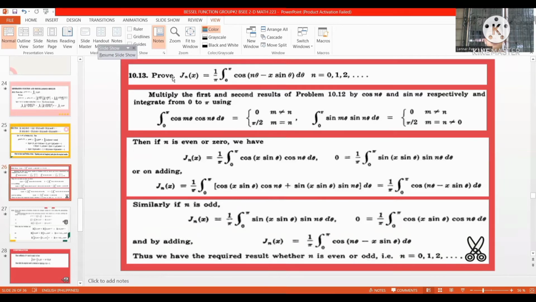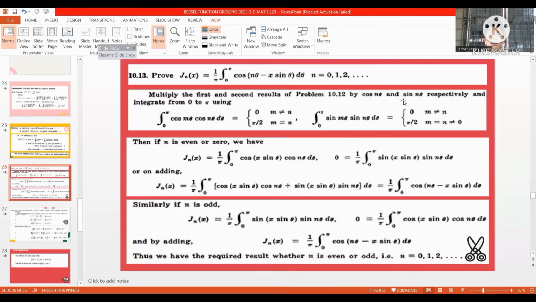The first step, multiply the first and the second results from problem 10.12. The first and second results are multiplied, from problem 10.12.